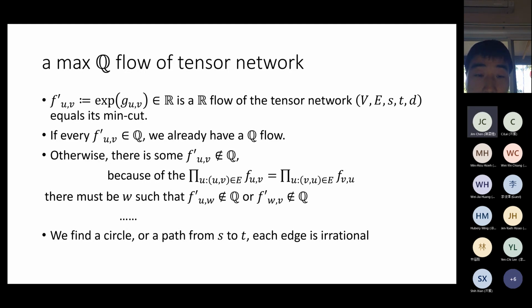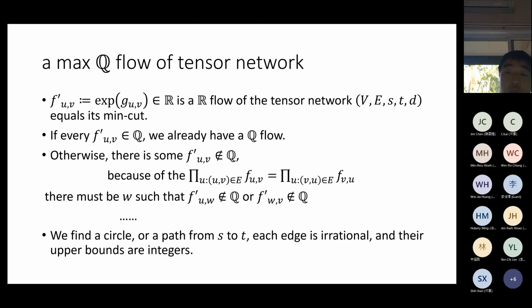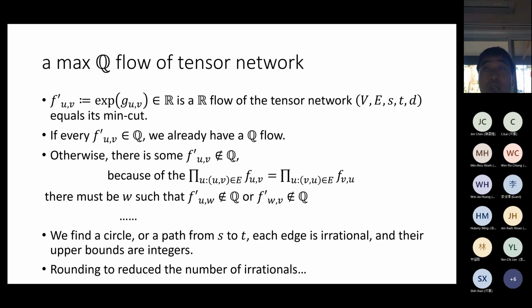No. Okay. And then you notice that their upper bounds are all integers, because the quantum tensor network flow is given as this. So the upper bounds are all integers. And we can round in to reduce the number of irrationals, because since we have an irrational path and the upper bound of each edge is an integer, we can round it to reduce at least one, and this does not contradict the capacity condition or the tensor conservation condition.